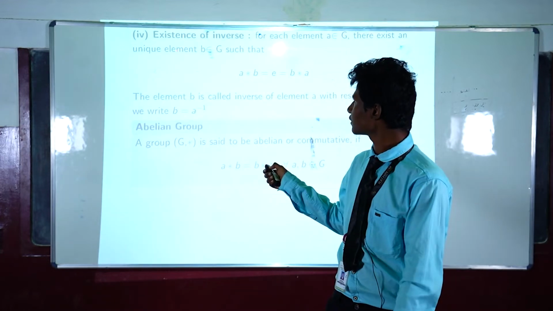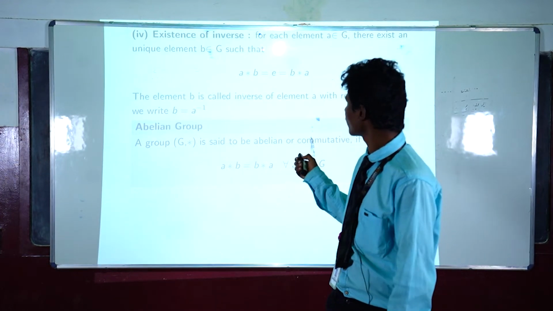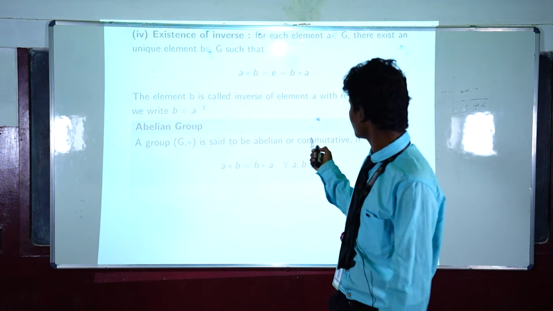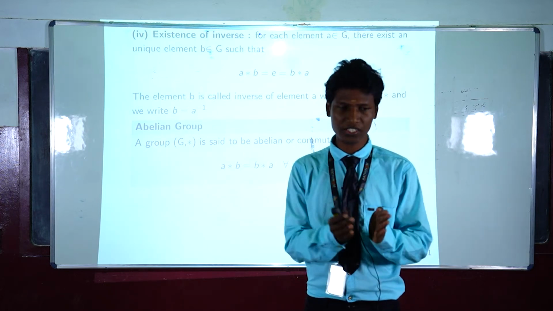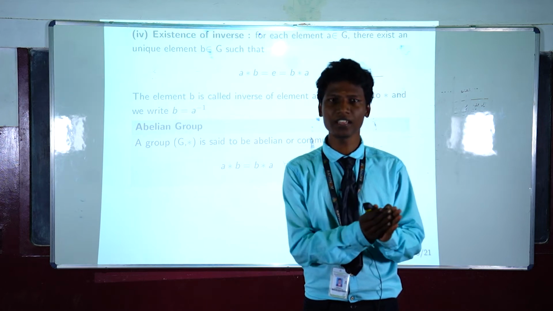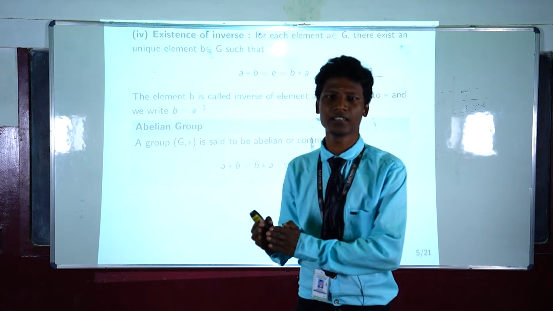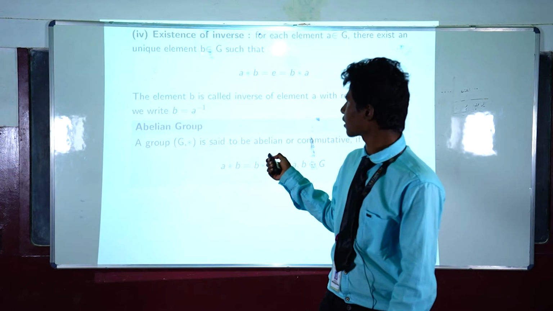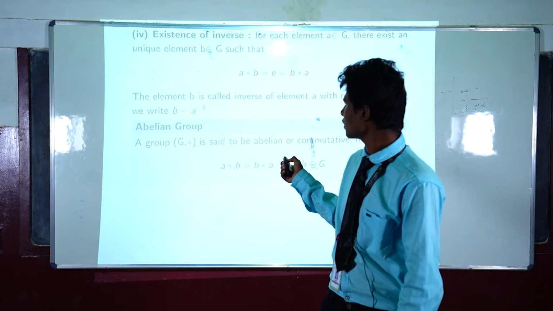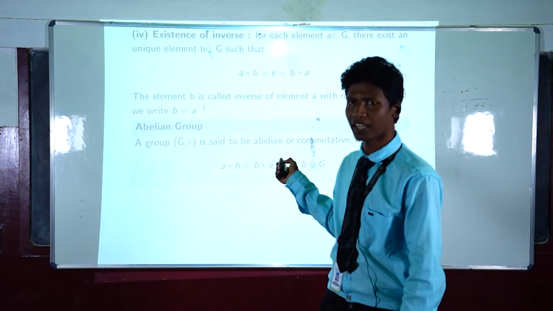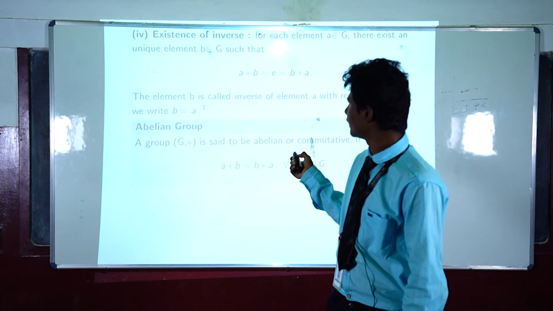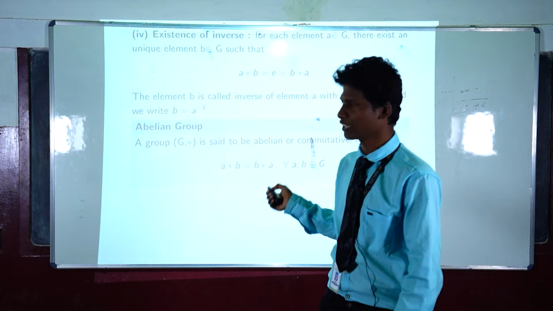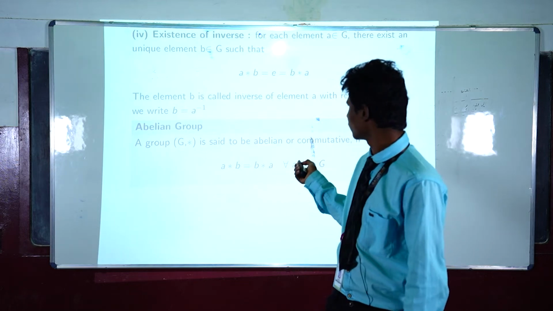Now the existence of inverse. What is the existence of inverse? For each element A belonging to G, there exists a unique element, call it B, such that A star B equals the identity, or B star A equals the identity. Then B is called the inverse of A.